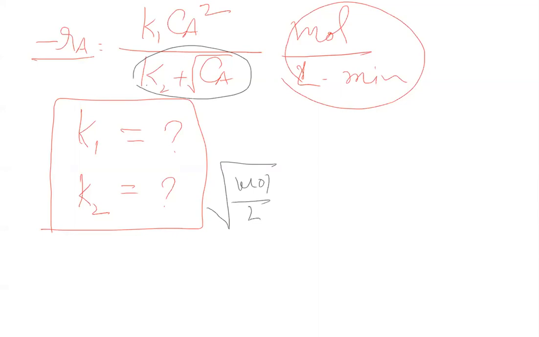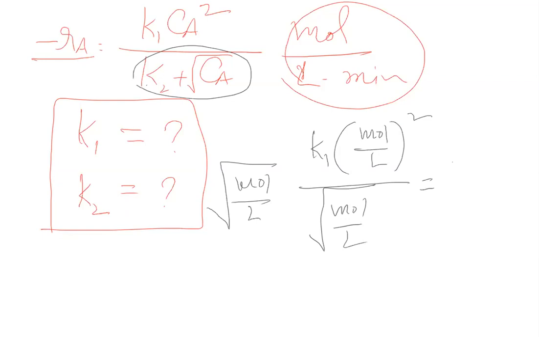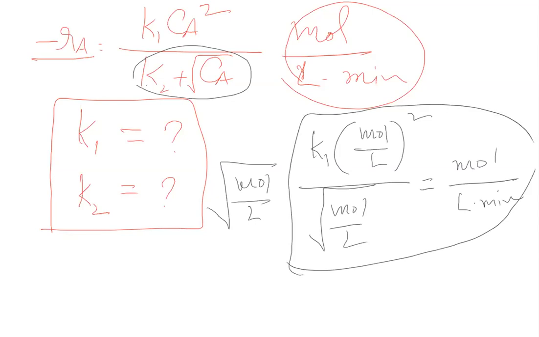Then what is K1 units? K1 into what is CA square units is mole per liter whole square. What is denominator units is root of mole per liter, which is equal to what is rate units? Mole per liter per minute. Clear? So what is the denominator units is root of mole per liter, and K1 into CA square is mole per liter square into mole per liter minute.